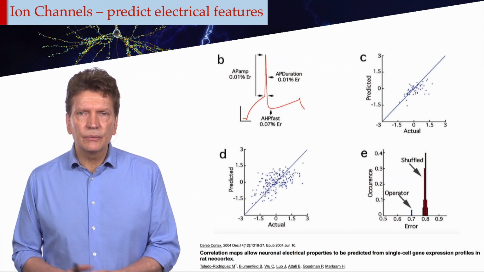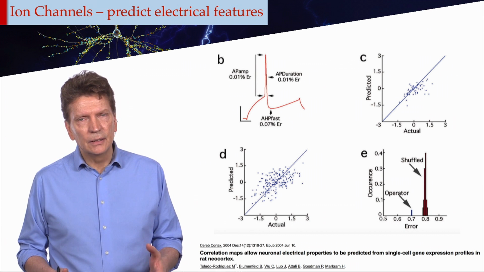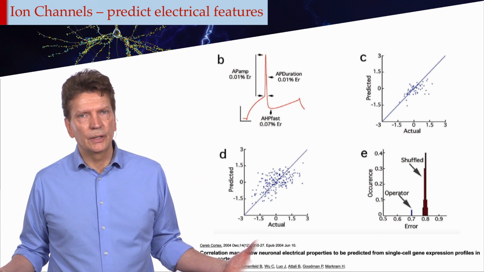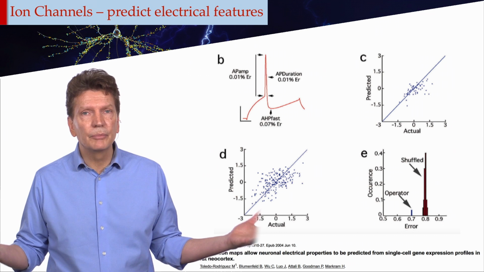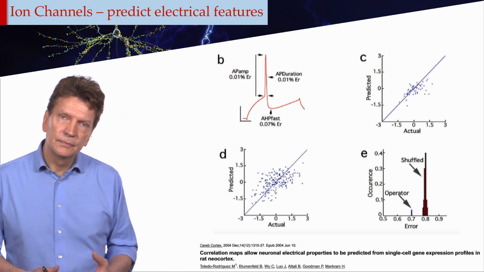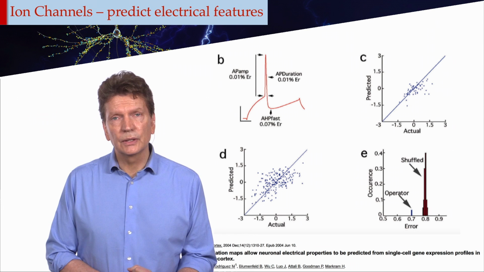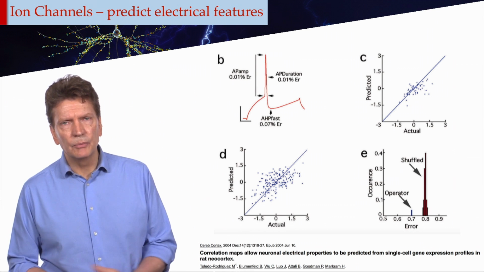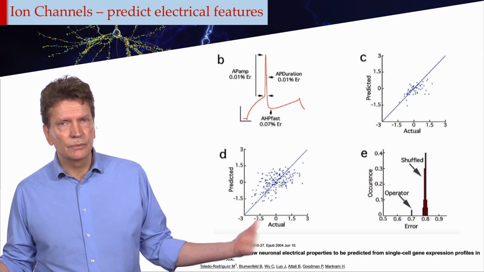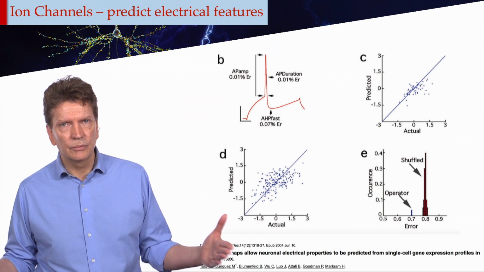And the reason why this is extremely exciting and important is it means that ultimately we won't have to record from every neuron in the brain in order to work out how it will behave. We can get the gene expression. So this is why one of the big goals of our work in the Blue Brain Project is to work with many labs around the world to try to obtain the single cell gene expression profiles.